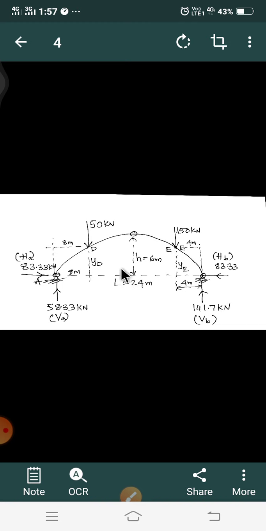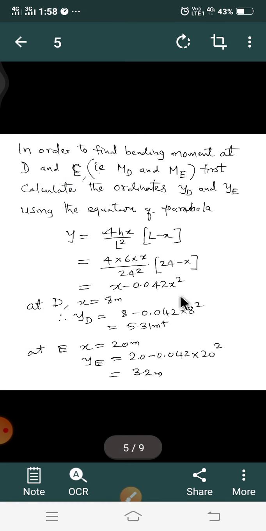Now to calculate the moments under the point loads, I need this ordinate YD as well as this ordinate YE. Before calculating the moments, I am going to calculate the YD and YE values. So in order to find the bending moment at D and E, I am going to calculate first the ordinates YD and YE using the equation of parabola.